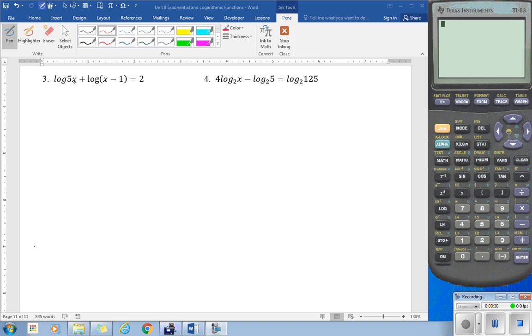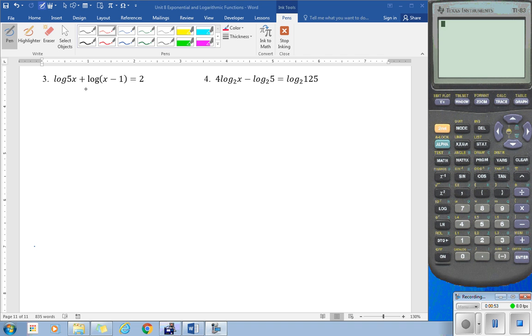No matter what we try to do, if we try to reorganize this equation and move one of the logs over to the other side, this 2 is going to keep us from having just a log on each side. It's going to be log of 5x equals 2 minus log of x minus 1, which we can't just cancel because of that addition and subtraction with the 2. So instead, we take these two logarithms and write them as a single logarithm, which we can do with our properties.